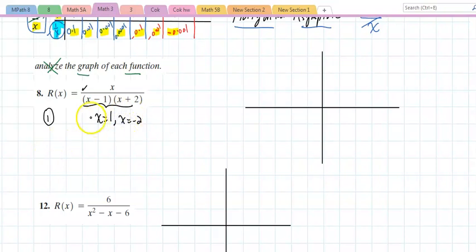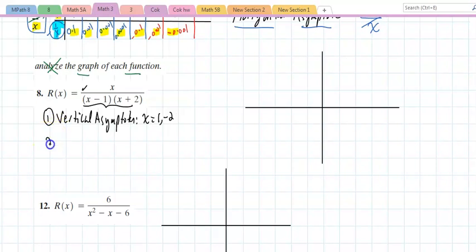So, domain is always vertical asymptotes. So we have vertical asymptotes, horizontal asymptotes, Y-intercept and X-intercept. Vertical asymptotes would always be the domain. What's not allowed in the domain? 1 and -2. So on a graph, you call that, what's an asymptote? It's a line you get very close to, but you never reach.